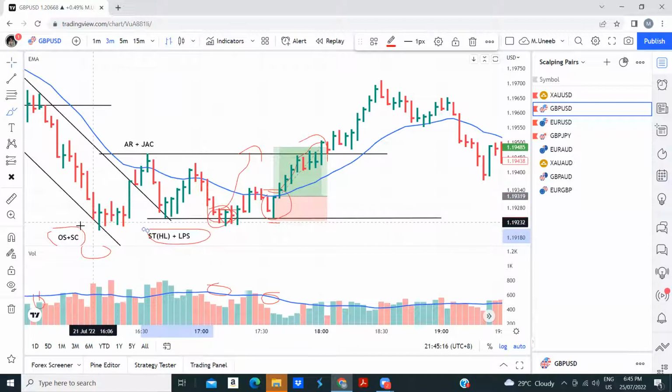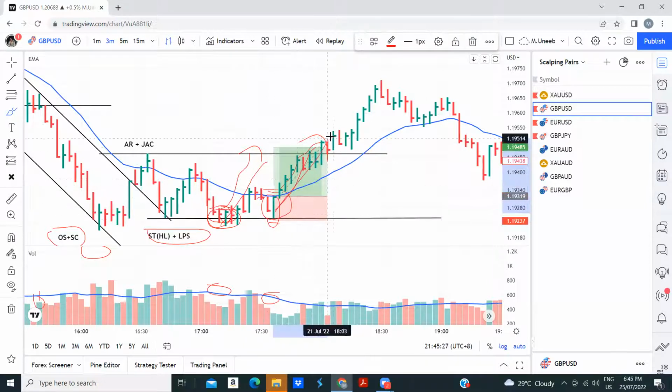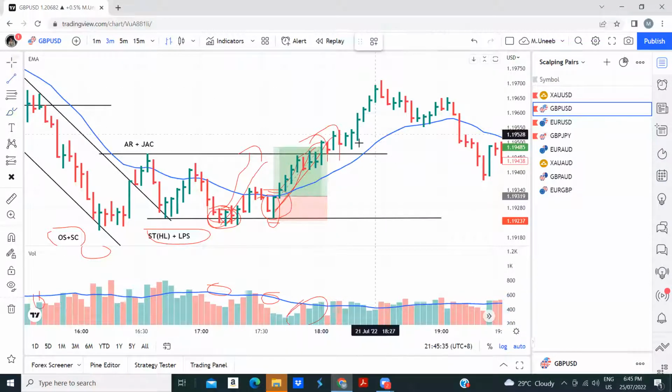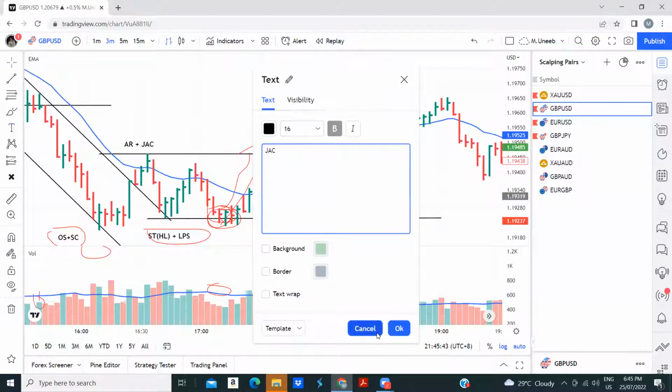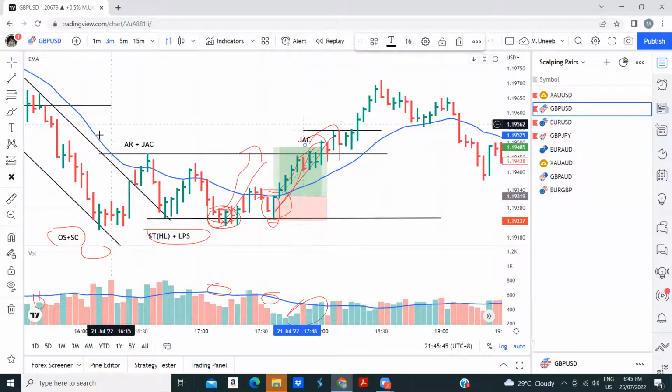rather than this structure. OS, AR, LPS, secondary test, which is a higher low, makes spring, go up, test of spring, go up. And once you break the channel, as I told you, we have increasing volume, right? Can you see increasing volume here on jump across the creek? So this is another JAC. Now this is the major JAC. This one is a minor JAC. This minor JAC comes at the same point as AR. That's why this is minor. This is major because it comes after the AR. Got it?